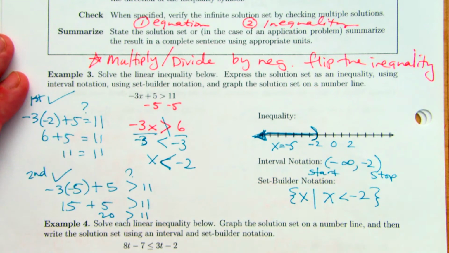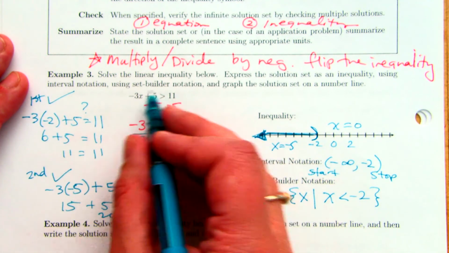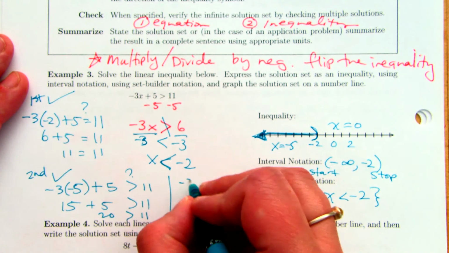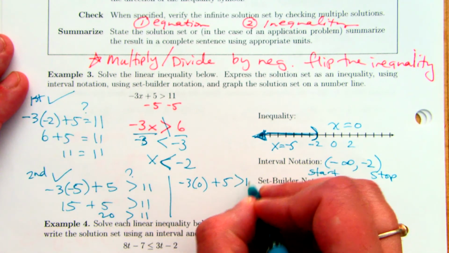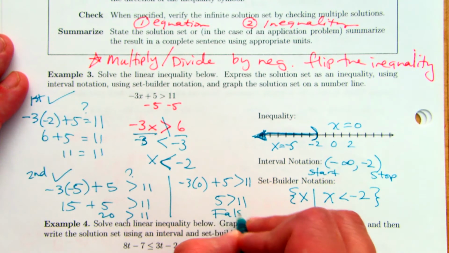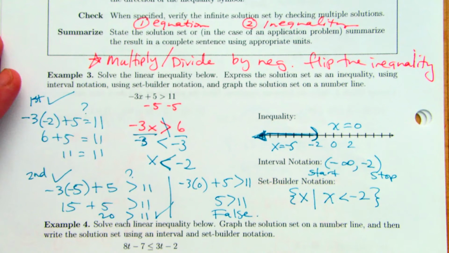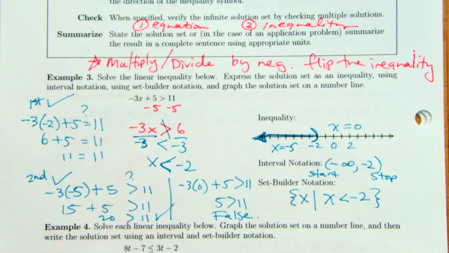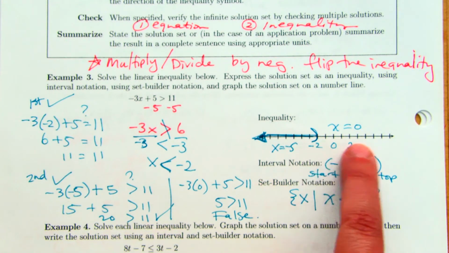Now, if I used something like x equals 0, you're going to notice I'm going to plug it always into the original. -3 times 0 plus 5 is greater than 11. Well, this gives me 5 is greater than 11, which is false. This one was true. And then I have to train myself to think, oh, well, I want that to be false because 0 is not a solution. It's not in my shaded area.